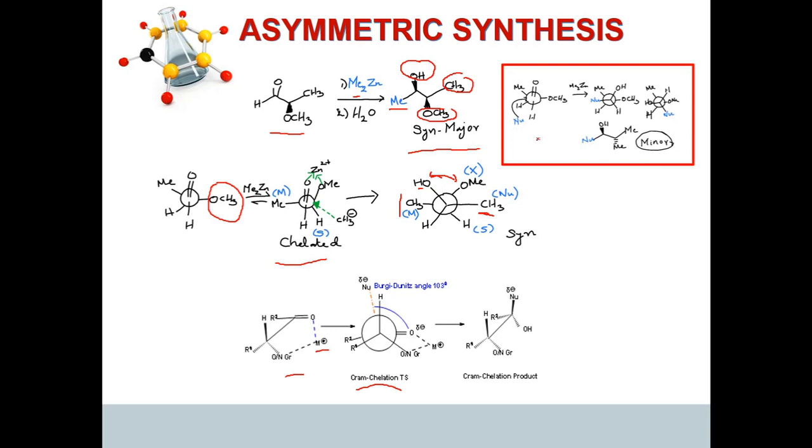Or in other words, if the attack has taken place without chelation, this is simply Felkin-Anh. So if I had performed the reaction using my Felkin-Anh model without any chelation, I would have ended up with an anti product, but the product that we observed in this particular reaction is a Syn product, and the reason for the formation of the Syn product is your chelated complex.